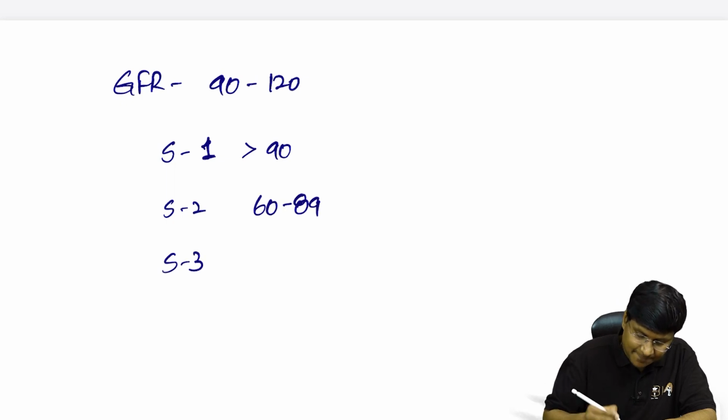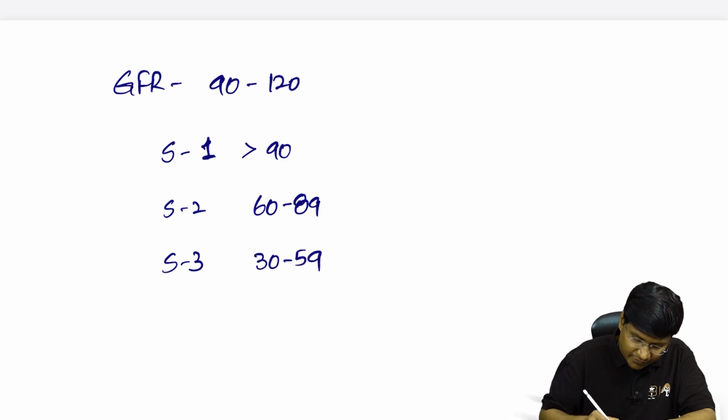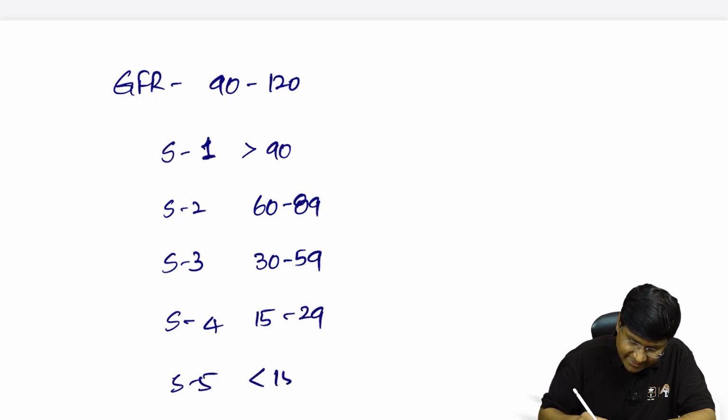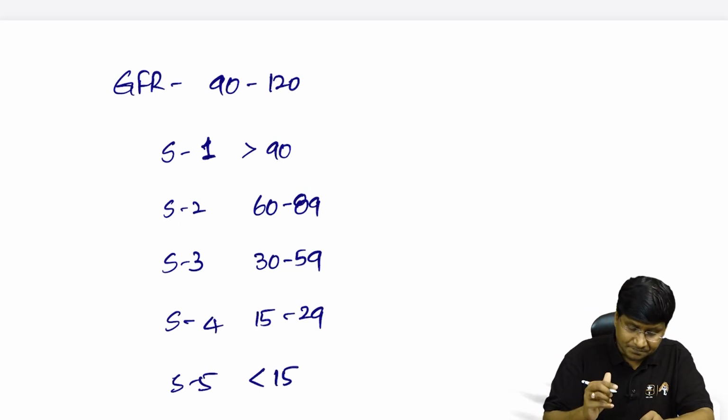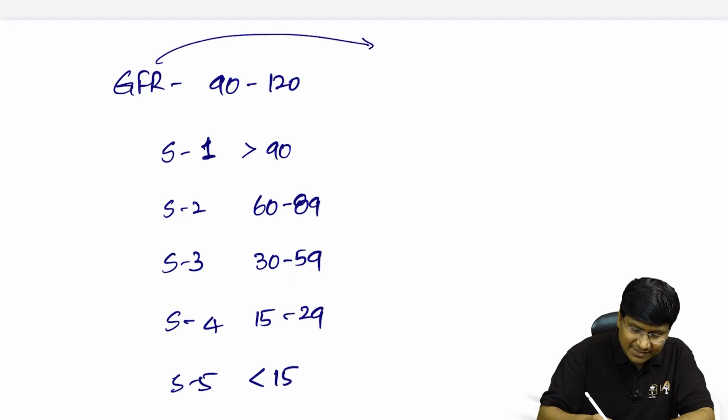Whereas in stage 3, the GFR will be around 30 to 59, in stage 4 the GFR will be 15 to 29, and in stage 5 the GFR will be less than 15. So this will be the GFR in patients with chronic renal failure. Now, how will you estimate the GFR?